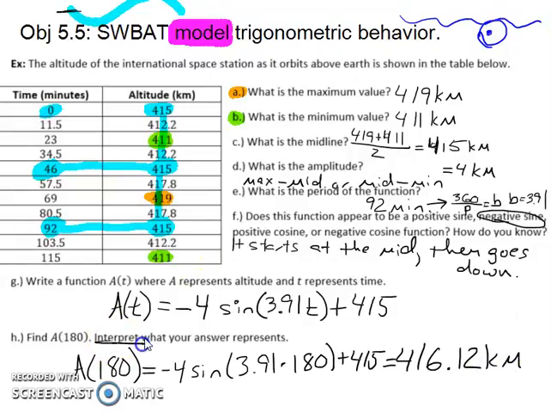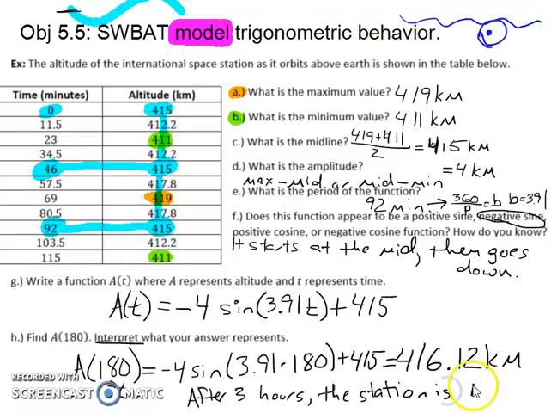So it says interpret what your answer represents. Well, 180 is a time, so that is in minutes. But I think I'm going to write 3 hours instead of 180 minutes. So after 3 hours, the station is 416.12 kilometers high. So that's how high it is above the Earth.